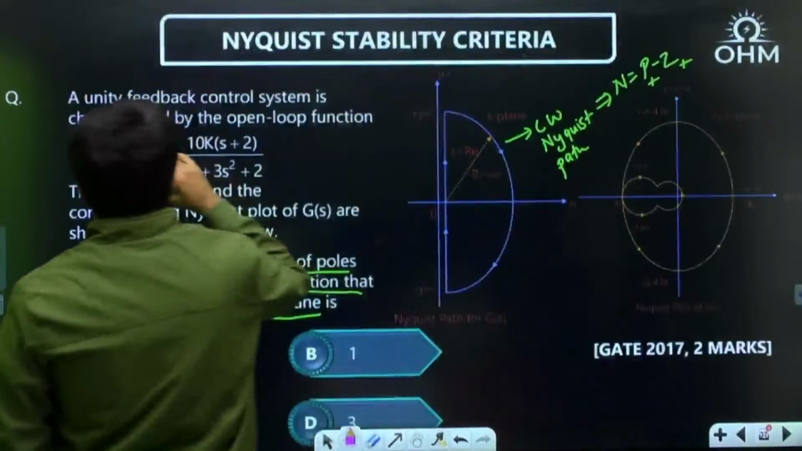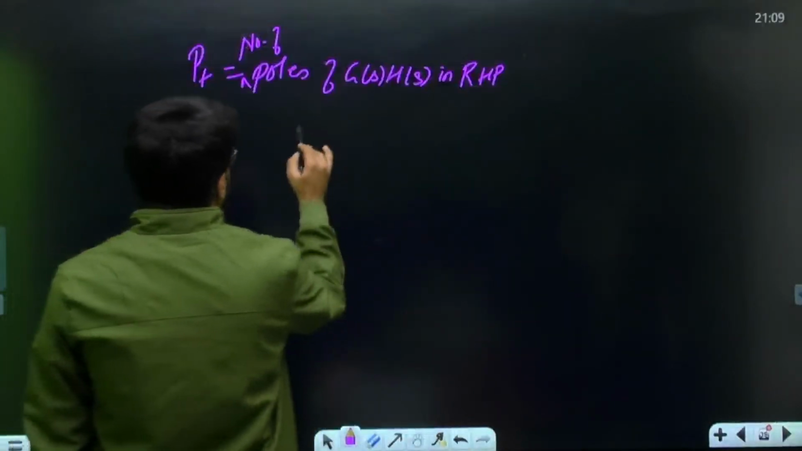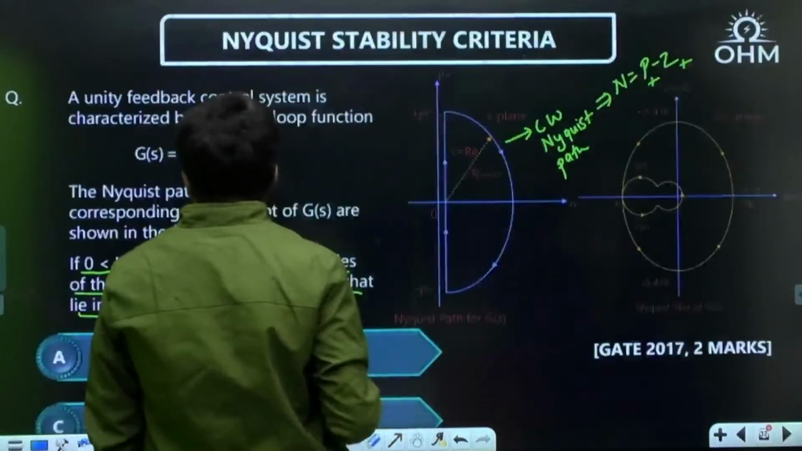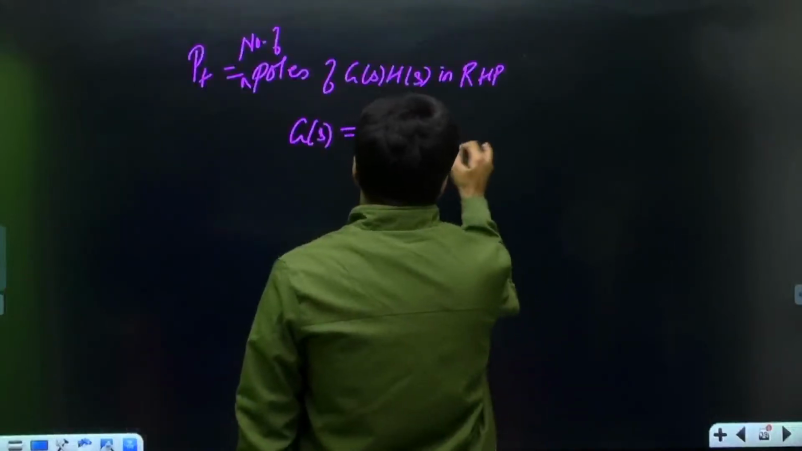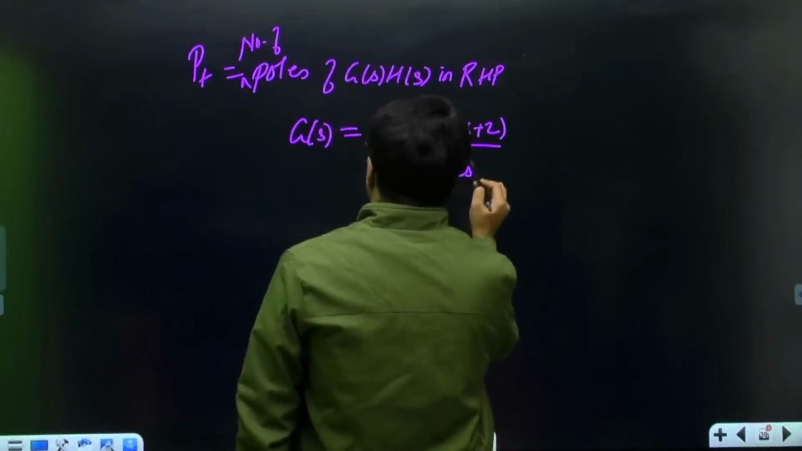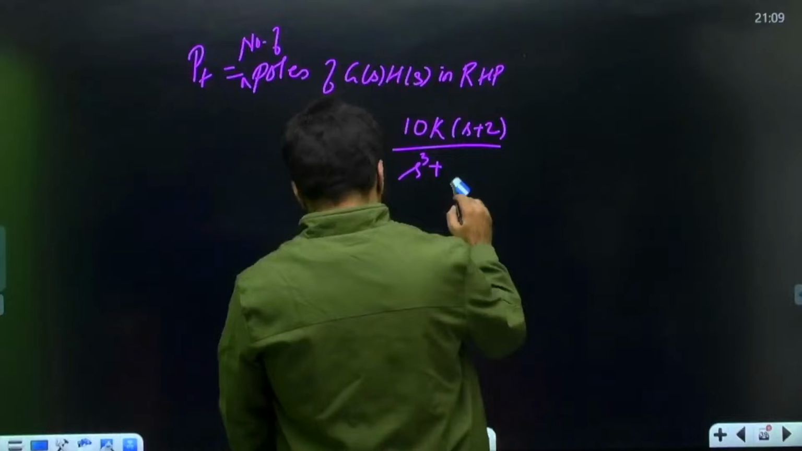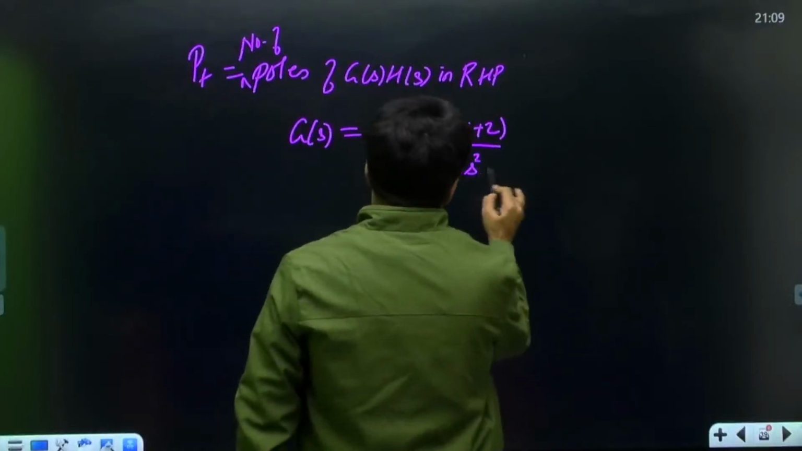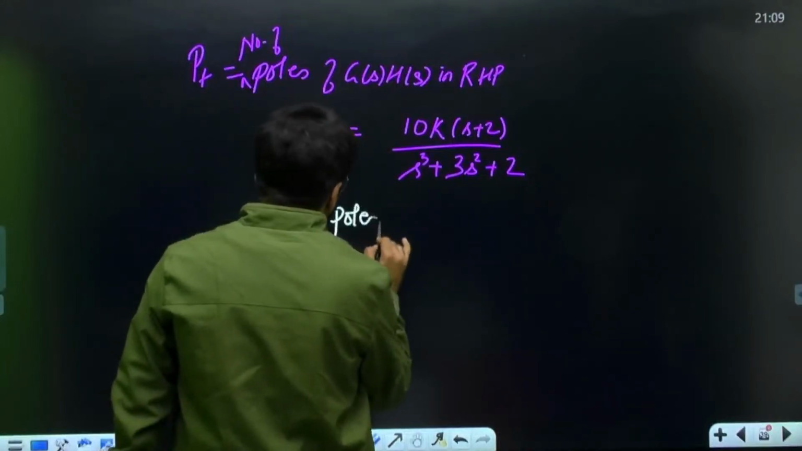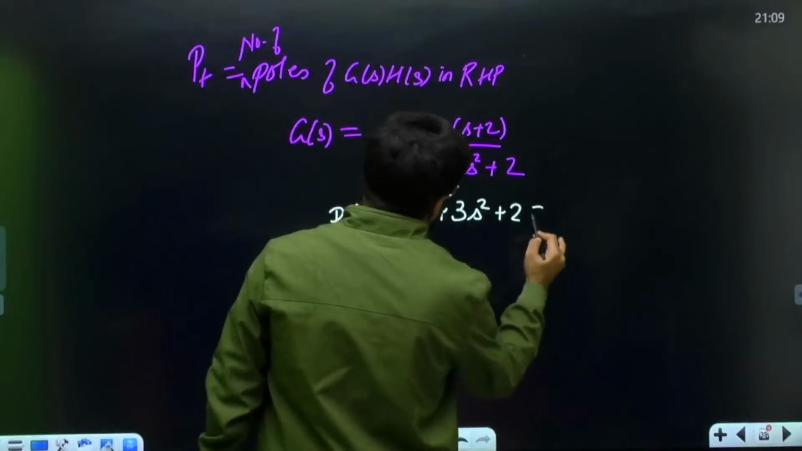Okay. So what is GSHS given? What is the denominator of it? Poles we will be calculating from the denominator only. The GSHS here means only GS, unity feedback: 10K(s plus 2) upon s cube plus 3s square plus 2. Poles means s cube plus 3s square plus 2 equal to 0.